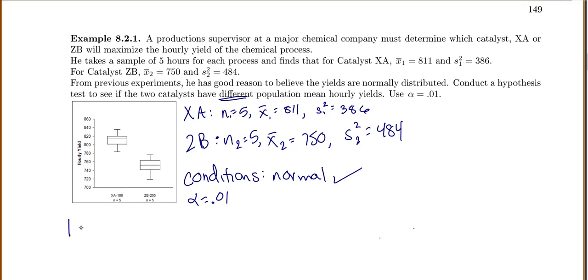So, hypotheses. The null hypothesis is always just going to be that the two means are equal. Now you can call them mu1 and mu2. I actually like to use abbreviations that mean something to me, so I'll call it mu for XA equal to the mean for ZB. So that will be the null that they're equal. The alternative, that's the interesting part, it says different. It didn't say which one they thought was higher, so we'll just say not equal to the mean for ZB.